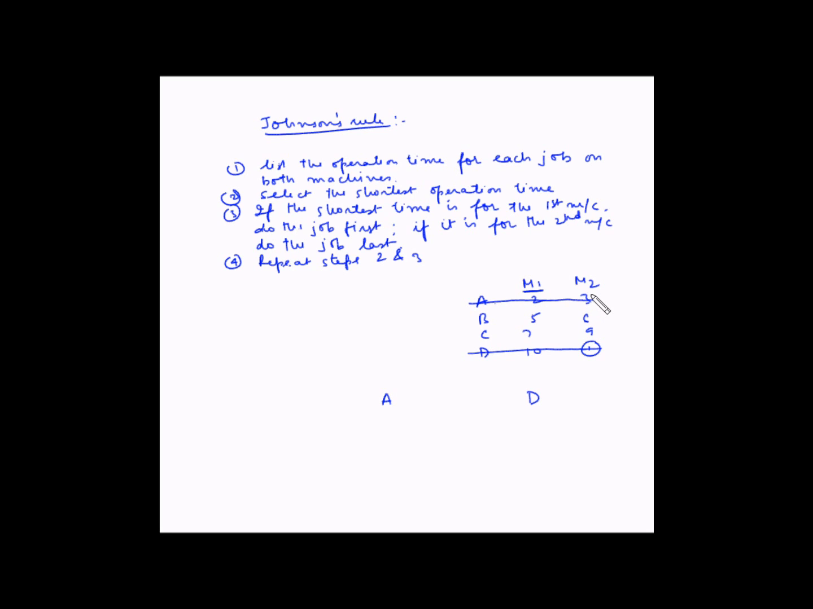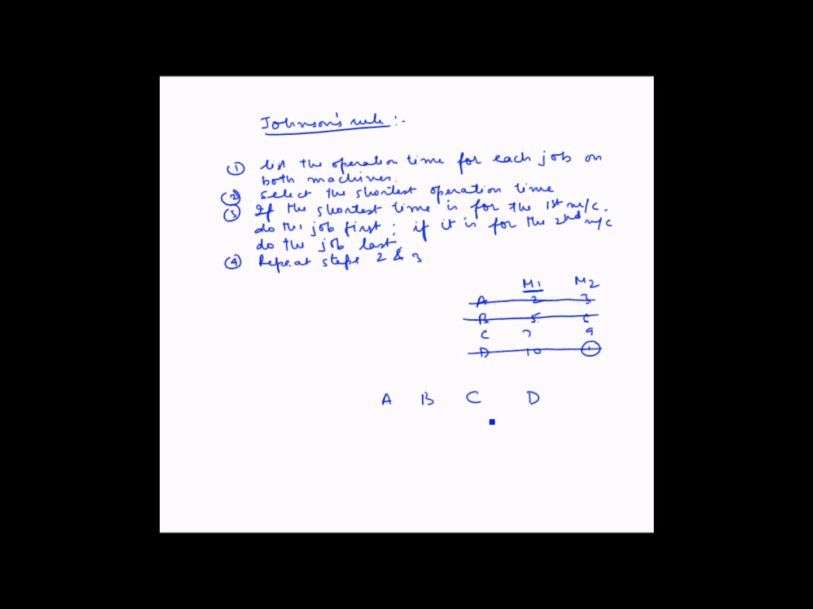Let's cut this line. From the remaining, the shortest time is 5. Again, this has to be processed on the first machine. So we'll put B after A. So this is B. We'll cut this. And the next remaining is C. So C will be done after B and before D. So the sequence in which we should process these jobs A, B, C and D is A, B, C and D.